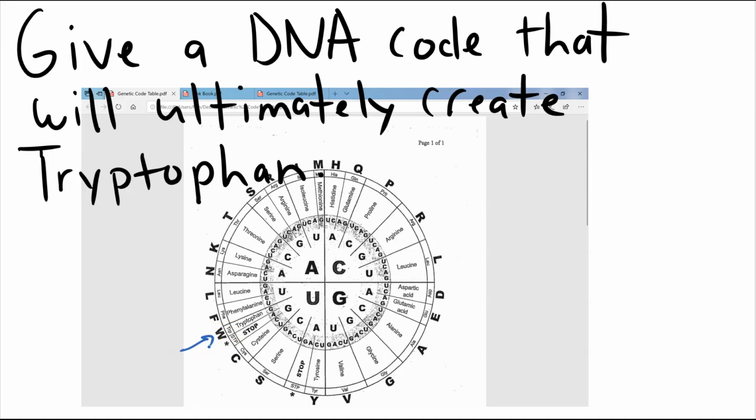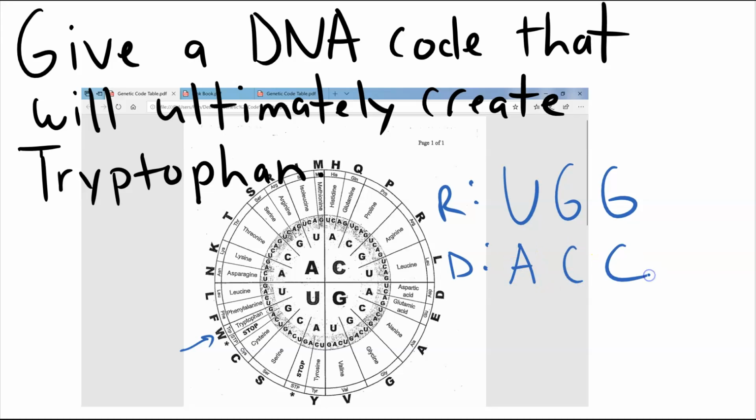There it is. So the RNA for tryptophan is UGG. Now if I'm trying to convert back to DNA, basically 2 steps backwards, I know that ACC would give you UGG when transcribed. So your answer for a DNA code that ultimately gives you tryptophan, noted by the W, is ACC.